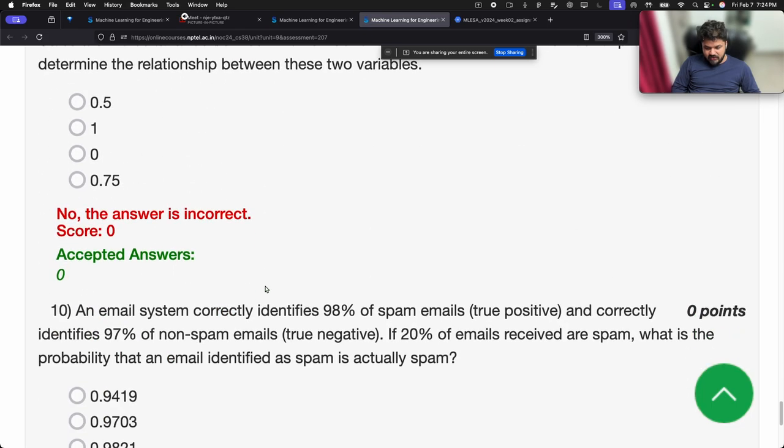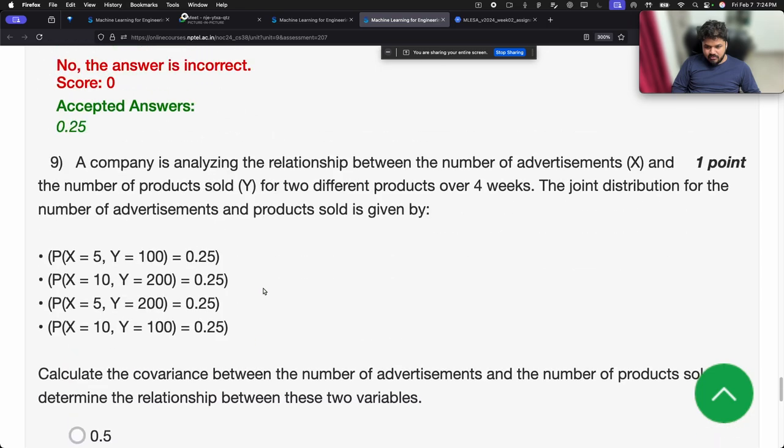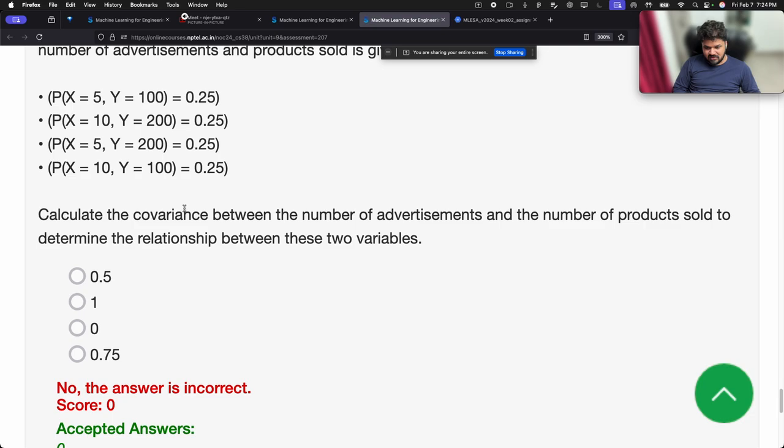So last two questions are there. A company is analyzing the relationship between number of advertisements X and number of products Y sold for two different products over 4 weeks. Joint distribution is given below. You have to compute covariance. Again, same thing.